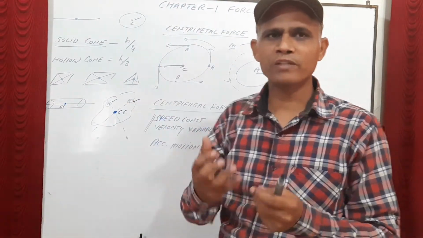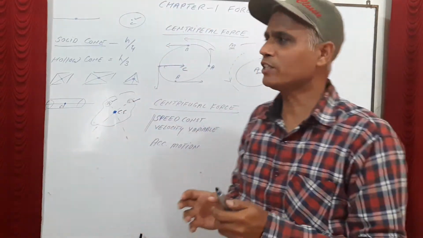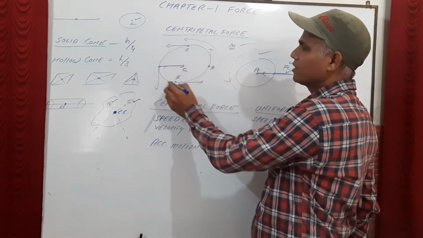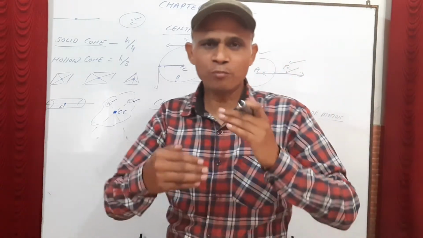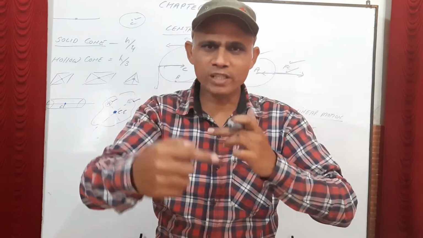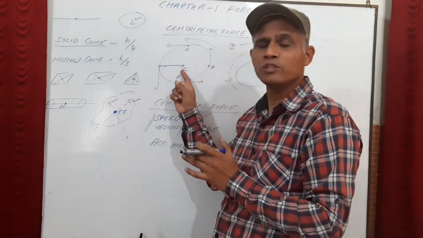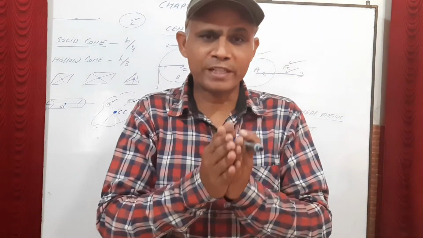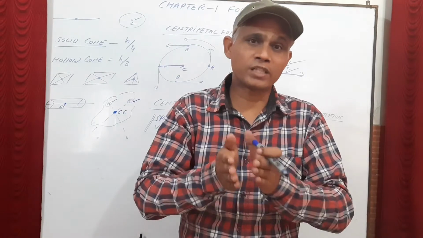Now the next topic which we will discuss is uniform circular motion. Now what is uniform circular motion? Suppose a body is moving in a circular path with a constant speed. If a body is moving in a circular path with a constant speed, then this type of motion is known as uniform circular motion. But one thing, keep it in your mind here, the speed is constant but the velocity is variable.